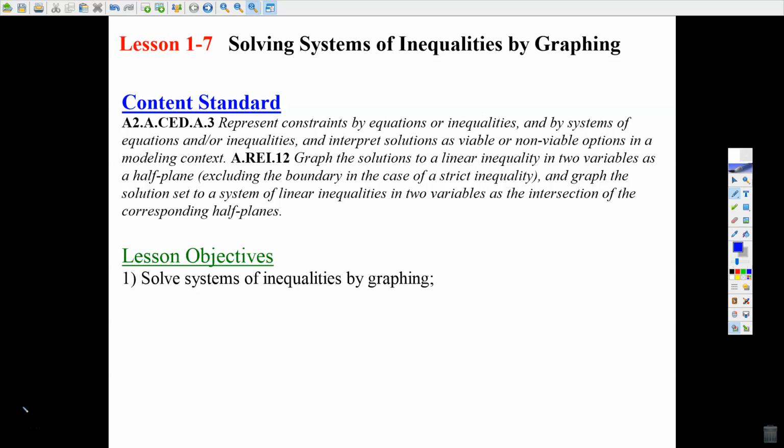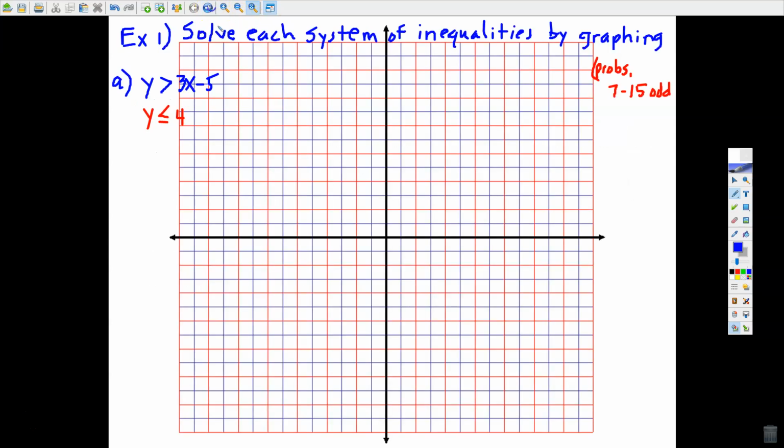Okay, we're at lesson 1.7. We just completed solving equations, and we had three different methods for solving equations. We used the graphing method, substitution, elimination, and today we're going to be solving inequalities by the graphing method. And so let's just jump into some examples, very much like we did with graphing the solution to a system of equations.